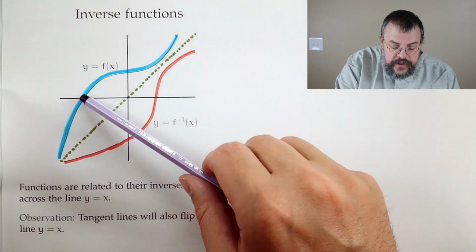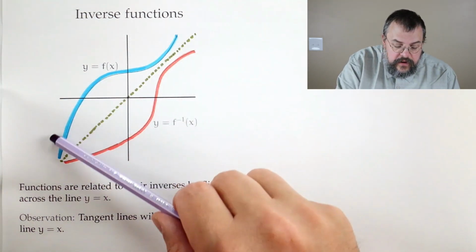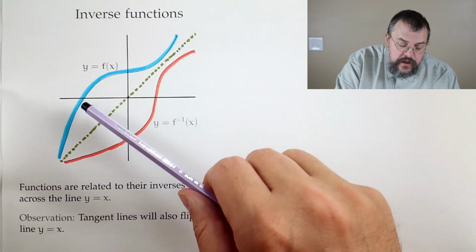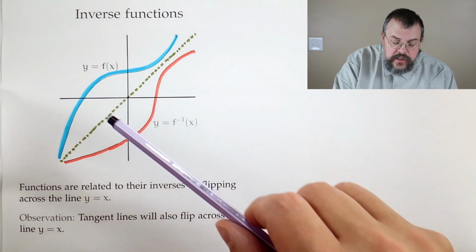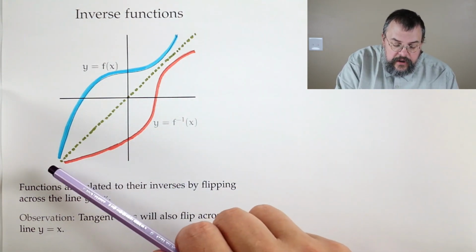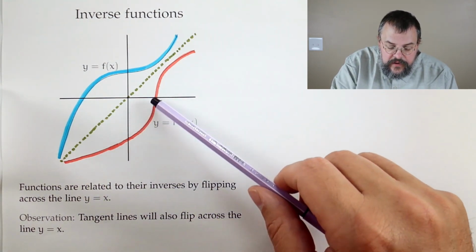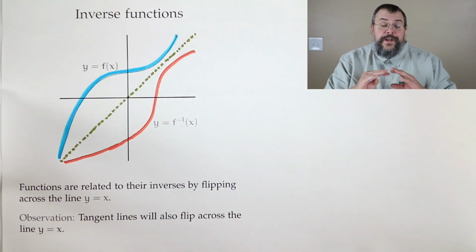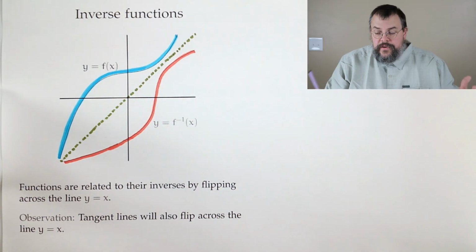So imagine you have a function y equals f of x. Then the inverse function would be the result if you flipped it across the line y equals x. So this is what the graph of f inverse of x looks like. Now, not every function is invertible.